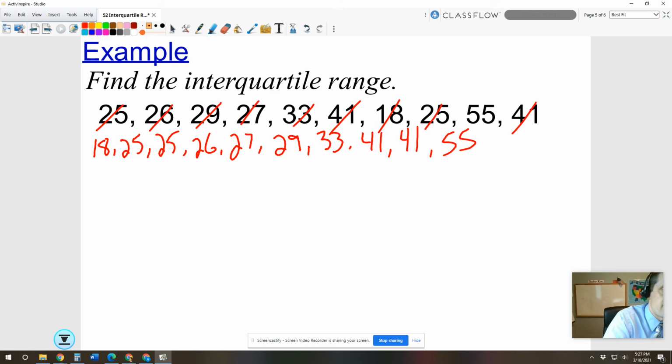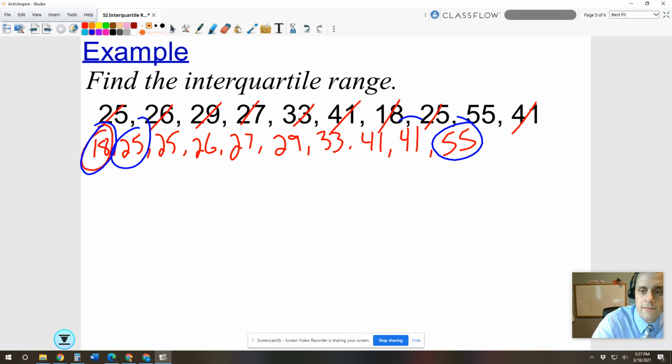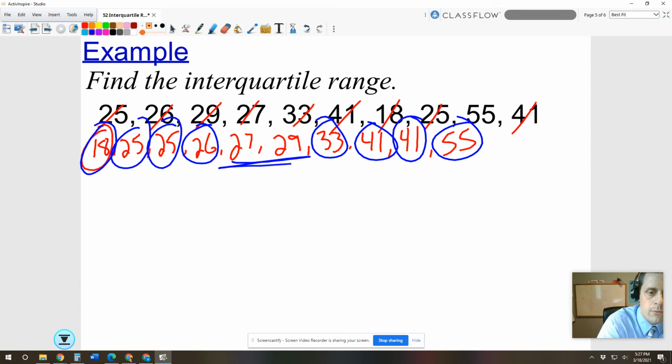All right, step 2 is to find the median. So we have 18 and 55 on the ends. Now my endpoints, 25 and 41, 25 and 41, 26 and 33. I'm left with 2, meaning I'm going to add them together and divide by 2, and I actually get a median here of 28. Because 27 plus 29 is 56. 56 divided by 2 is 28.